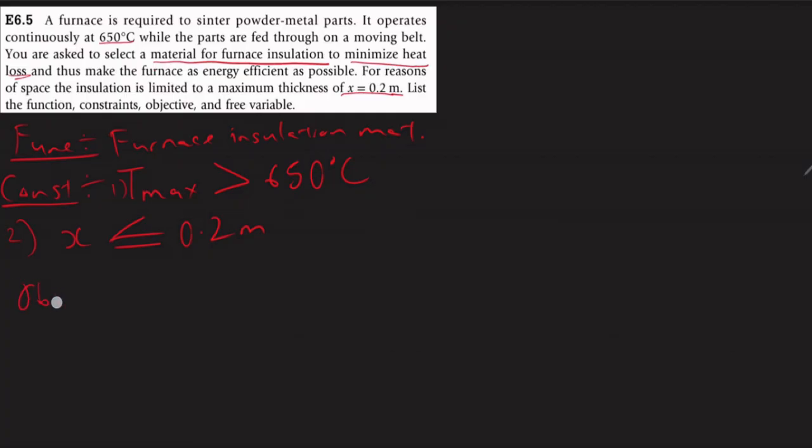Then the objective. If you look here, we encountered the objective before. It said minimize heat loss. So in order to minimize the heat loss of a material, you have to minimize what? Thermal conductivity. The less conductive the material is, the more you are minimizing heat loss. So minimize thermal conductivity. So that's the objective. Then the free variable is what? Choice of material.